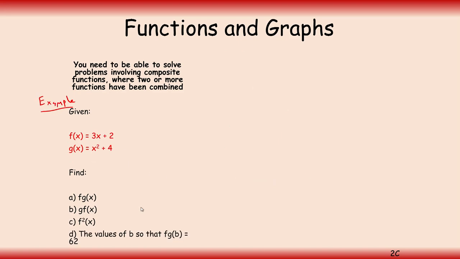So we've got a second example. This time f of x is 3x plus 2, g of x is x squared plus 4, and we've got quite a few things to find. f of g of x, g of f of x. Now f squared x means we apply f of x to f of x. We'll come to that, and then find the values of b such that f of g of b equals 62, which is going to be the first function we find. We're going to equate it to 62.